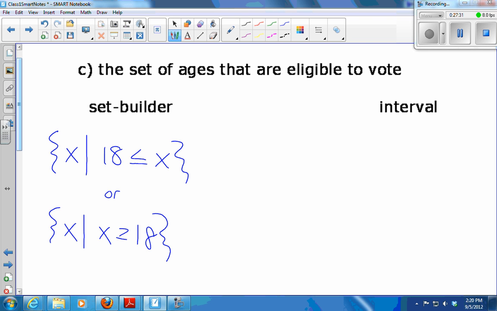Right. Yep. And you are an American citizen and not a felon, right? Yep. So we would go 18 to infinity. And again, there's probably some upper limit to the age that you can vote just based on how old a person can live, right? But it doesn't matter how old you are. As old as you can get, you can vote. So we'll leave it as infinity.